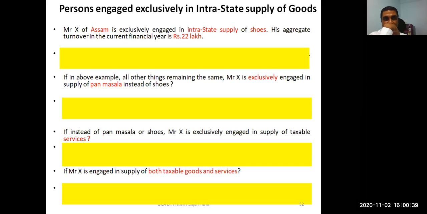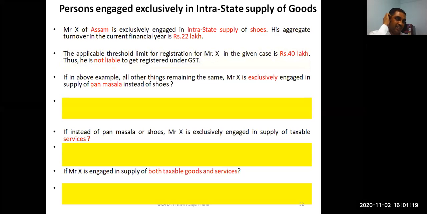Mr. X of Assam is exclusively engaged in intrastate supply of shoes. His aggregate turnover in the current financial year is rupees 22 lakhs. Tell me whether registration is required. He's from Assam. No, sir, it's not required. Why is it not required? Please explain. What is the threshold limit for Assam state? 40 lakhs, yes. 40 lakh. Okay. And as you can see, this is for goods, right? He's selling goods, right? So he's not liable for registration.